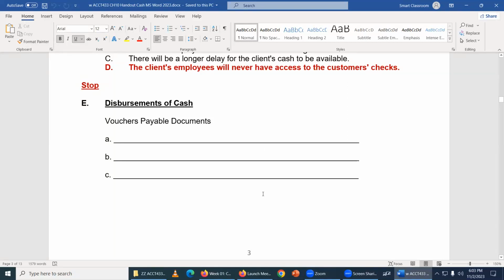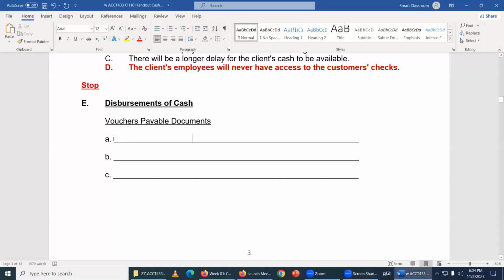All right. So today, let's just start up where we left off. So vouchers payable documents. So these are documents that we have to make a payment. Part of cash is how to get cash out of a company. And one of the ways people get cash out of a company is through the accounts payable. Accounts payable gets paid off.